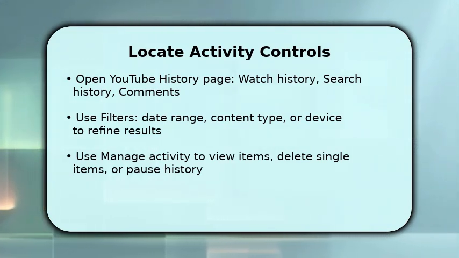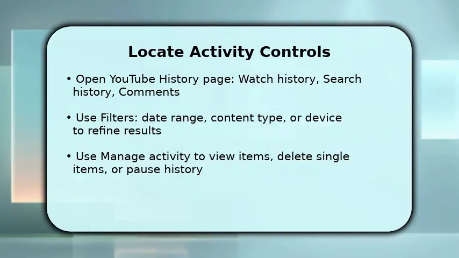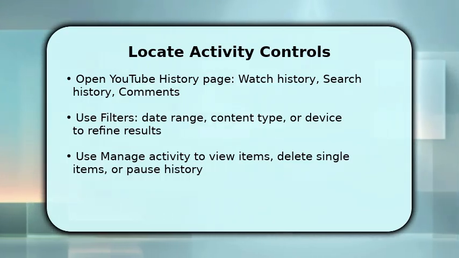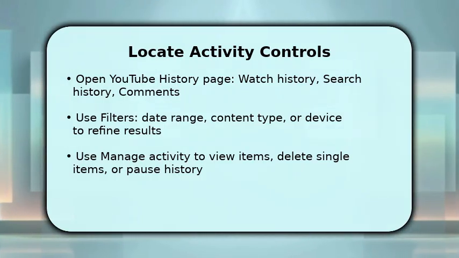You can filter results by date or device to narrow what you need, and use the Manage Activity link to open a chronological view. When you tap an item, you can replay, remove it, or see details about when and where it was watched. Make sure to use the filter and search boxes to quickly find specific videos or queries without scrolling through long timelines.